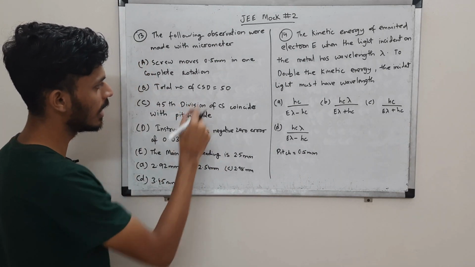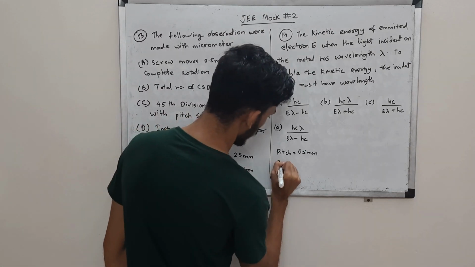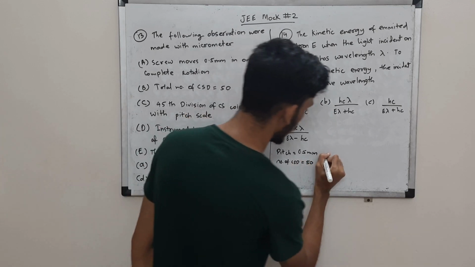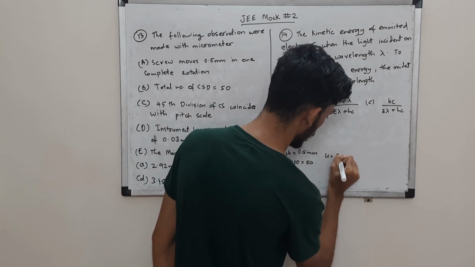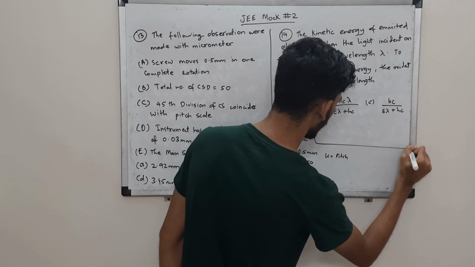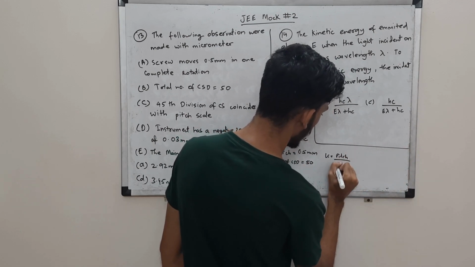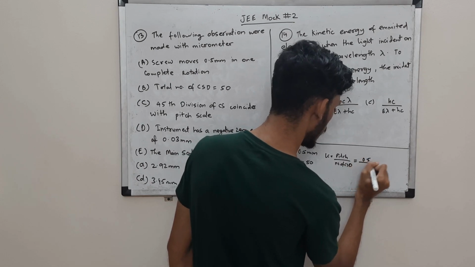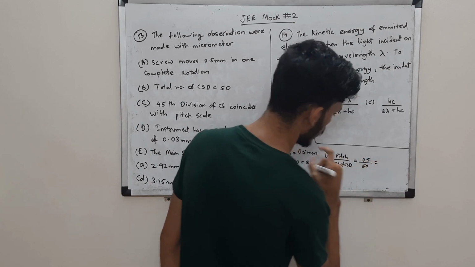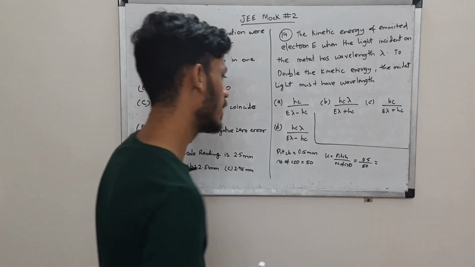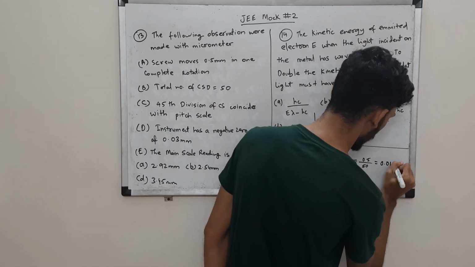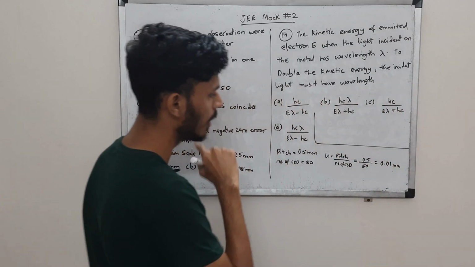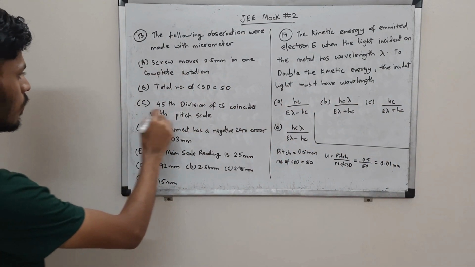Total number of circular scale divisions is 50. So from here you can find the least count. Least count is pitch upon number of circular scale divisions. So pitch is 0.5 divided by circular scale divisions 50. So 0.1 divided by 10, this is 0.01, and that is in millimeters. So that is our least count.